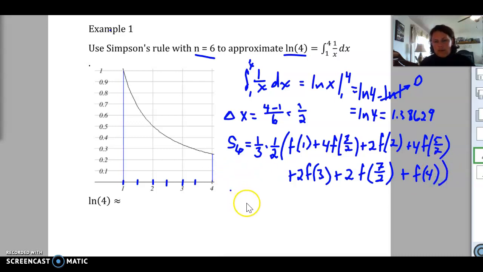Okay, so that's going to give us, oh, and then let's write out what f of x equals. So f of x is equal to 1 over x. That's the function that we are integrating. So f of x is equal to 1 over x.